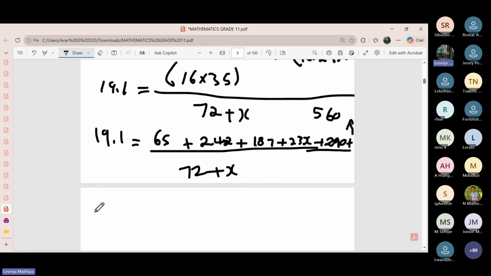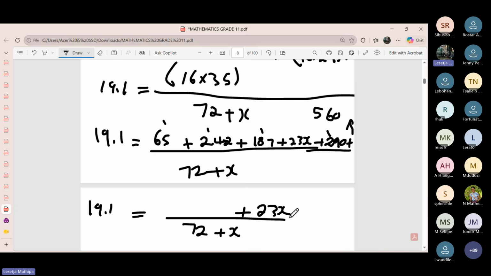So now we continue. 19.1 is equal to this divided by 72 plus x. Add 65 plus 242 plus 187 plus 290 plus 560. You're not going to include the 23x because you are looking for x. So how much do you get when you add 65 plus 242 plus 187 plus 560 plus 290?